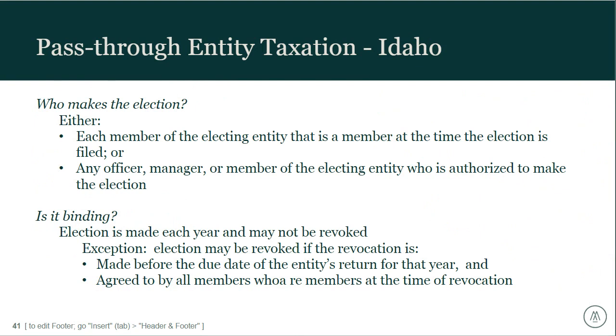The election mechanics are somewhat similar to Oregon's at this point. Either every member of the electing entity that's a member at the time the election is filed, or a member who's authorized to make the election can make it. It's not revocable for the year that it's made, although it is not binding on future years. It's made every year.